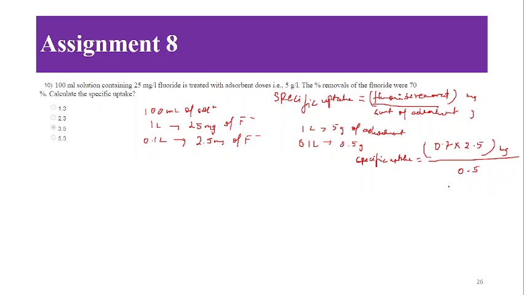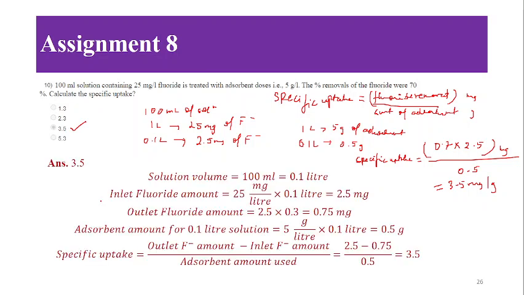So this comes out to be 0.7 into 2.5. It comes out to be 1.75 upon 0.5. We get the answer as 3.5. I understand this question was a doubt for a number of students as they were not getting the proper answer here, but however, the correct answer here is 3.5 milligram per gram. And this is the detailed solution given here.